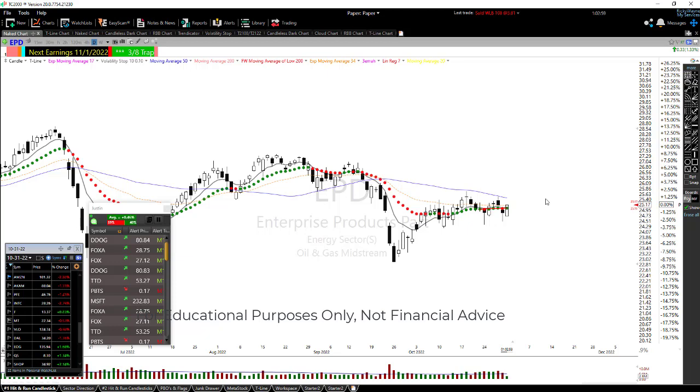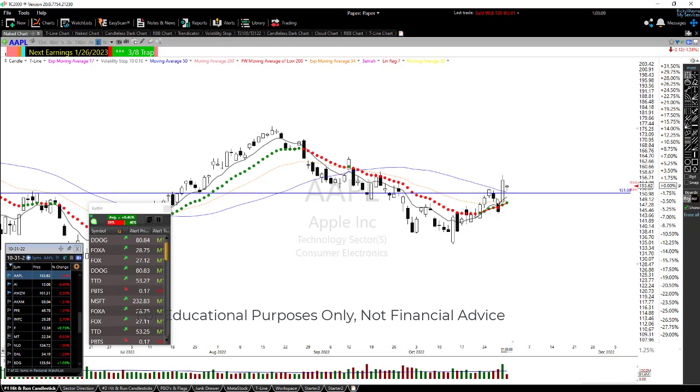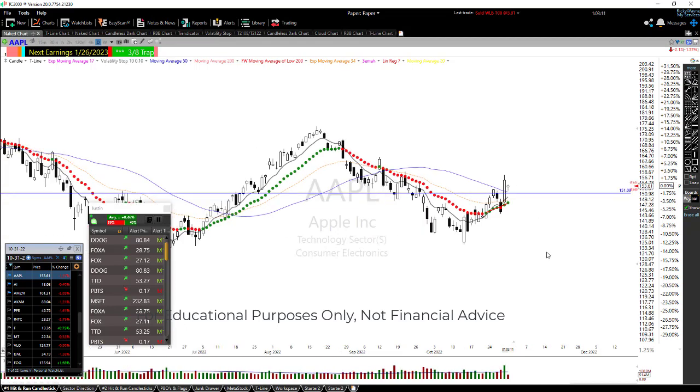Well, like I say, go ahead. You can trade it. Apple. What's Apple doing? Apple's a 3/8 trap. What's wrong with trading it? You just have to have the conviction. That's all.